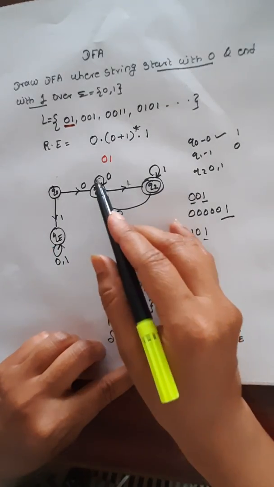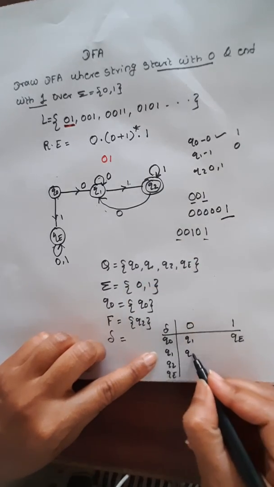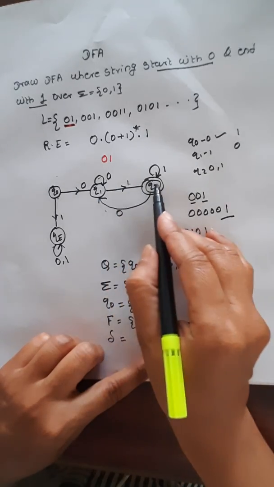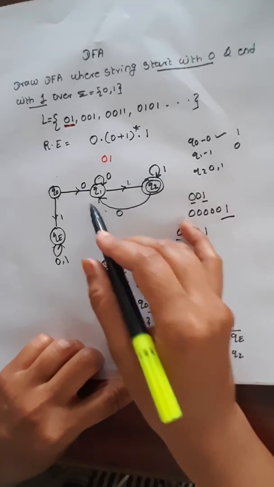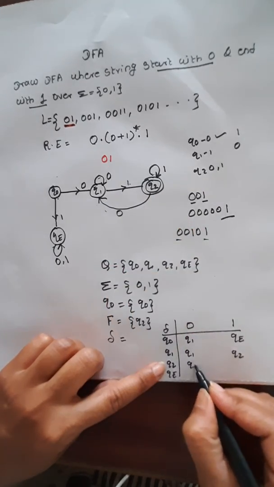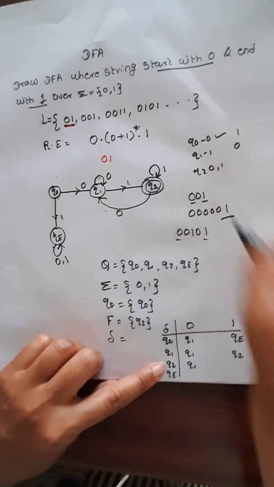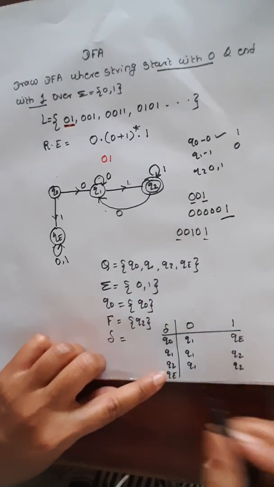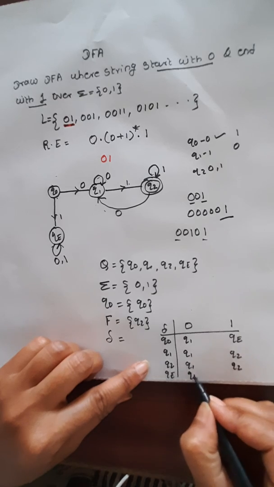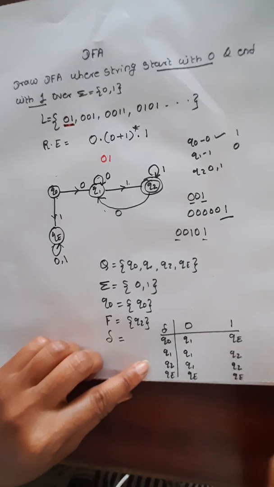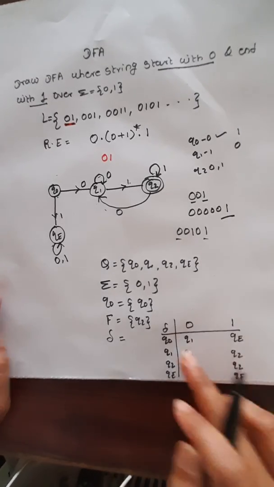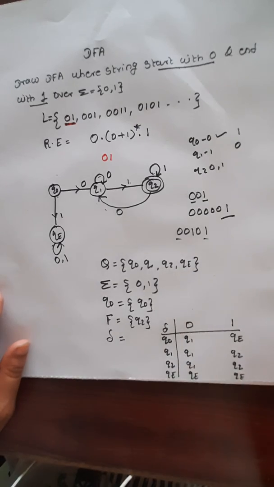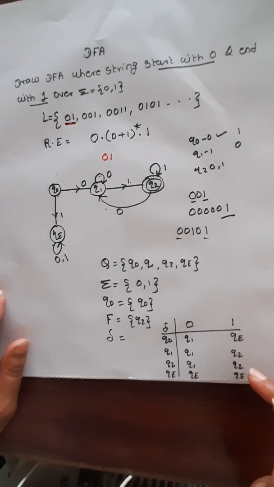Q1's 0 transition, the self loop, so Q1 itself. Q1's 1 transition moves to the Q2, write down Q2. Q2's 0 transition moves to the Q1. 1's transition, self loop, so Q2 itself. And QE has both transitions on itself, so write down the QE. And this is the transition mapping function for the DFA, and this is the 5 tuple definition for the DFA.